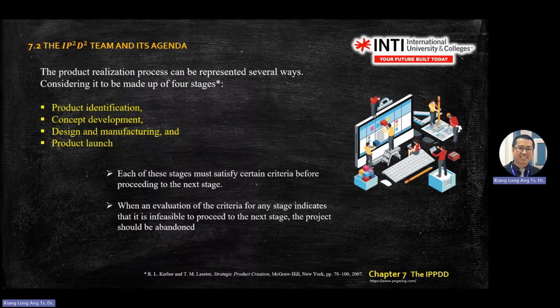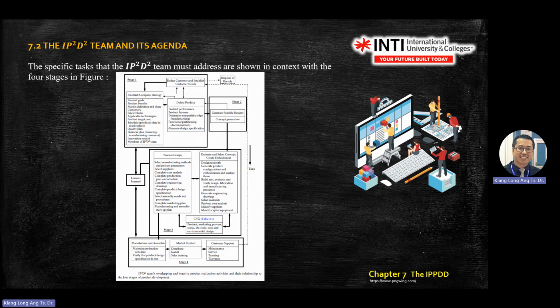Okay, so the product realization process means you make a product from ideas until you commercialize. There are 4 stages: identification, concept development, design, manufacture, and then you launch it. So this is from this table. You see the 4 boxes there. Stage 1, stage 2, stage 3, and stage 4.